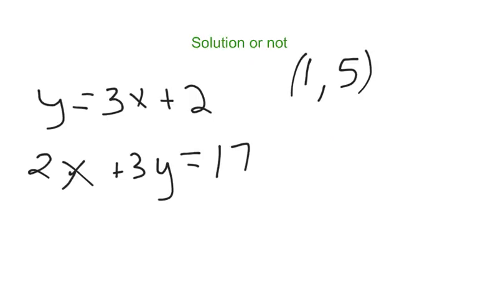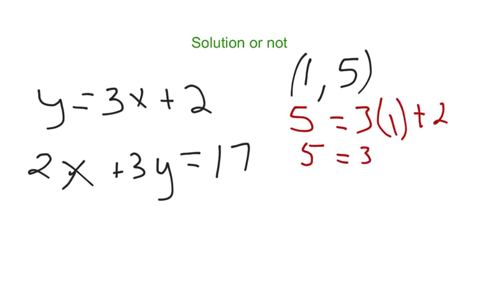If you're checking it algebraically, through the equation, you need to plug in the values. So if I plug in 1 and 5 for the x and the y, I need to get a true statement. If I plug in 5 for the y, I get 5 equals 3 times 1 plus 2. Is that a true statement? Well, I get 5 equals 3 plus 2, which is true. So that's good, but I have to check it for both equations, not just the first one.